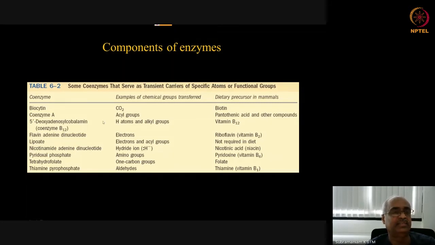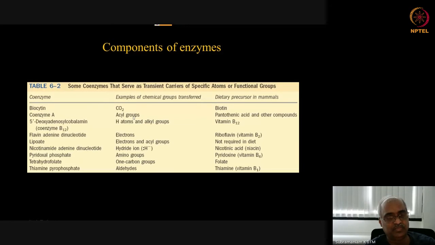Here is a list of coenzymes. This will become a lot clearer when we actually consider the individual reactions, but this table gives you a list. So biocytin is involved in carbon dioxide transfer; biotin is the vitamin that functions as the coenzyme here. Pantothenic acid, another B complex vitamin, is present as coenzyme A. Pantothenic acid is part of coenzyme A, and that is involved in acyl group transfers.